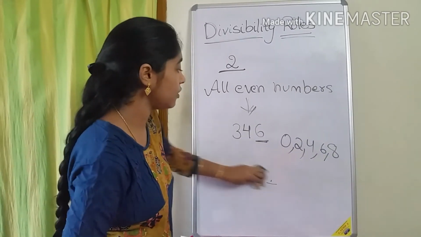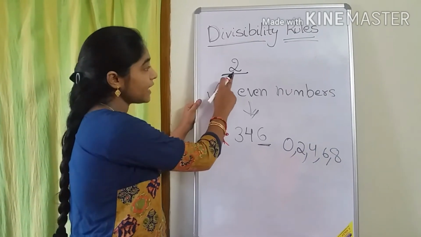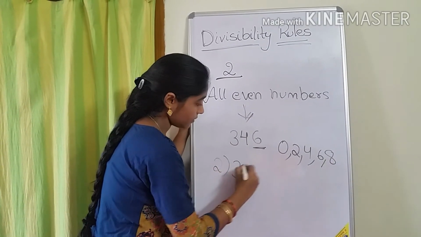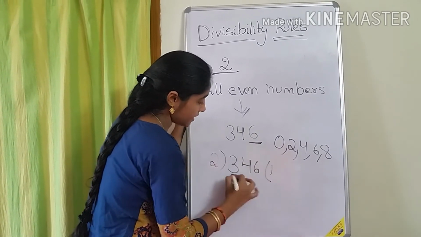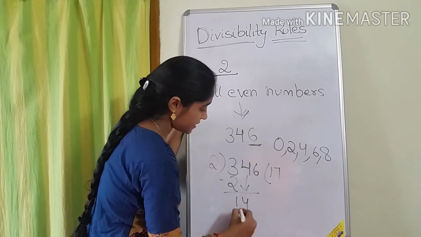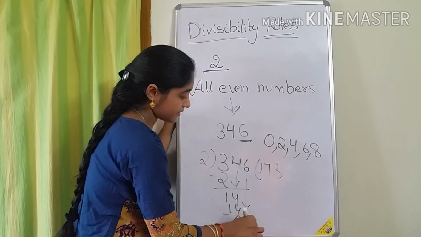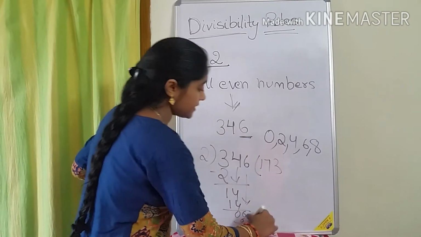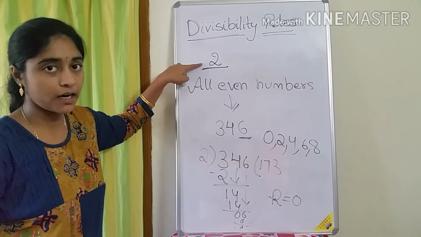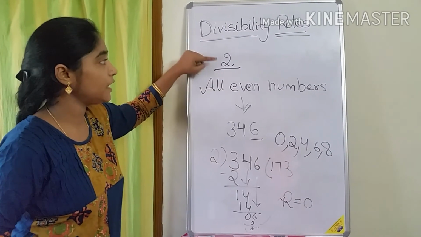Let us check this 346. Is 346 divisible by 2 or not? Let us check. Divisible by 2 means the remainder should come 0. If the remainder comes 0, then the whole number is divisible by 2. Okay, check. 2 ones are 2. Next, 2 sevens are 14. Next 6. 2 threes are 6. 6 minus 6 is 0. What you got, the remainder is 0. So 346 is divisible by which number? 2. From this what you learned? All even numbers are divisible by 2. This is the divisibility rule of 2.